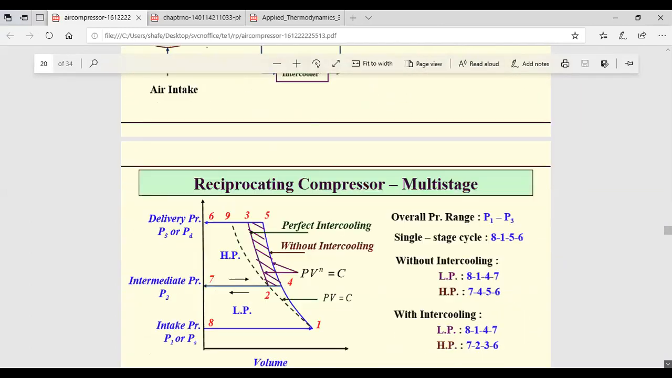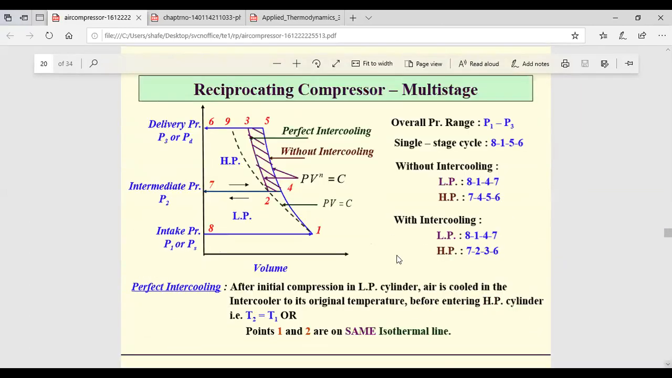Now this is basically your PV diagram, which tells us how this particular operation happens. Assume the previous operation, 8-1-5-6, is the single stage. That is a single stage compression, right? Assume that the single stage is 8 to 1. Here I'm not considering clearance volume. So it will be 8 to 1, 1 to 5, 5 to 6.